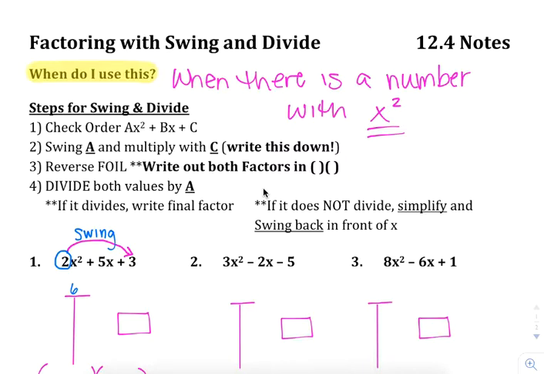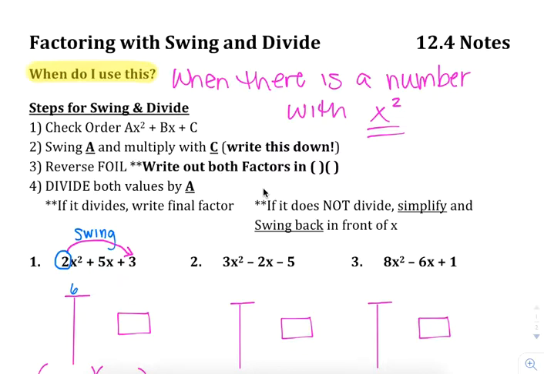If you would please go ahead and write down that definition up there of when do we use this. We're going to use swing and divide whenever there is a number with x squared. What I mean by that is whenever there is a number right here. If it says like 2x squared or 4x squared, if you have an a, that's when you're going to swing and divide. If it's just an x squared, that's reverse FOIL.